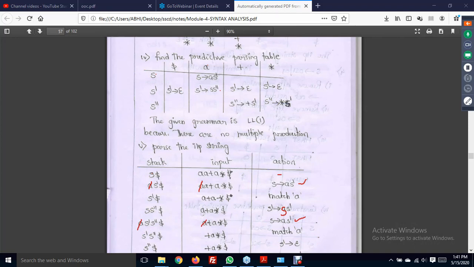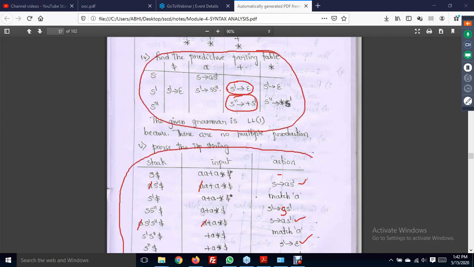So S dash with plus, what do I have? Oh, I encounter epsilon, so make S dash to epsilon. I made S dash to epsilon, so I'm left with S double dash and dollar, with plus A star dollar. So S double dash with plus, okay, S double dash tends to plus S dash. This is how exactly you need to do. So by making use of the predictive table, you need to work out parsing the input string.